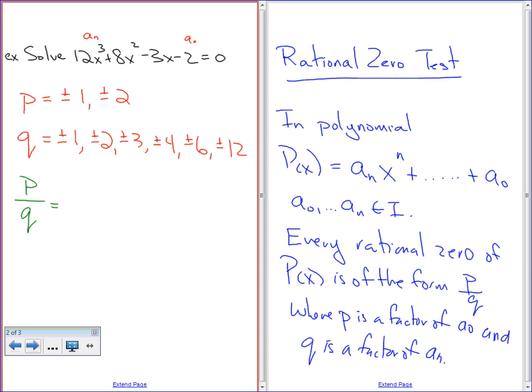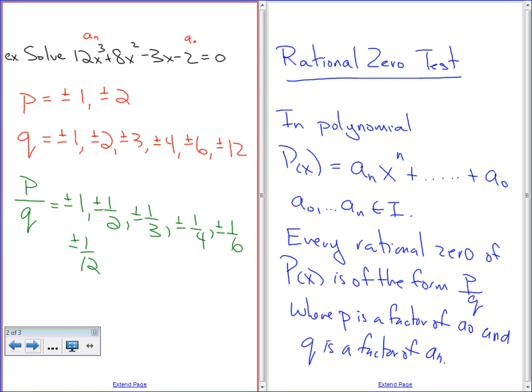So I'm going to start with plus and minus 1. Plus and minus 1 divided by plus and minus 1 is plus and minus 1. I'm not going to say plus and minus every time because it works out. So 1 divided by 2 is 1/2. 1 divided by 3 is 1/3. 1 divided by 4 is 1/4. 1 divided by 6 is 1/6. 1 divided by 12 is 1/12. So those are all the answers when I take 1 and divide it by all these numbers.